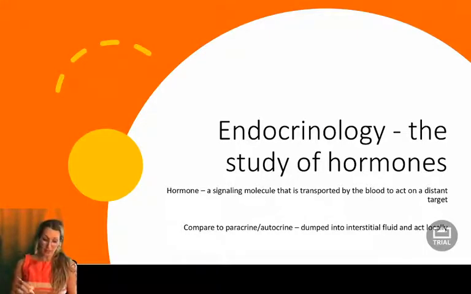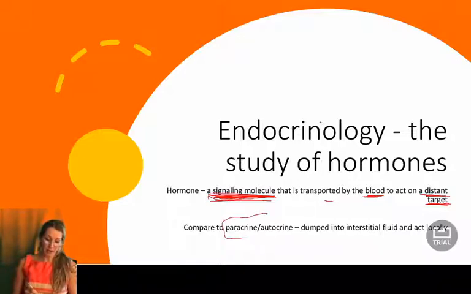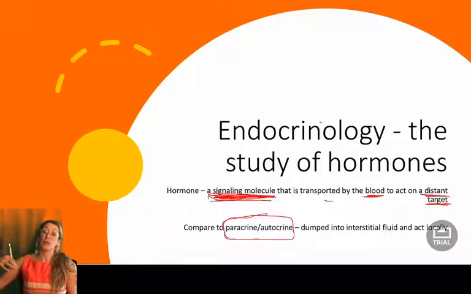When we're studying hormones, of course, we need to think about what a hormone is. A hormone is a signaling molecule that's transported by the blood to act on a distant target. So this is something that we've already talked about a little bit. It's a signaling molecule, it's got to be transported by the blood, and it's going to act on a distant target, something far away. Compare this to when we talked about paracrine and autocrine signals. Paracrine and autocrine signals are released into the interstitial fluid, and then they act locally, close to that cell.